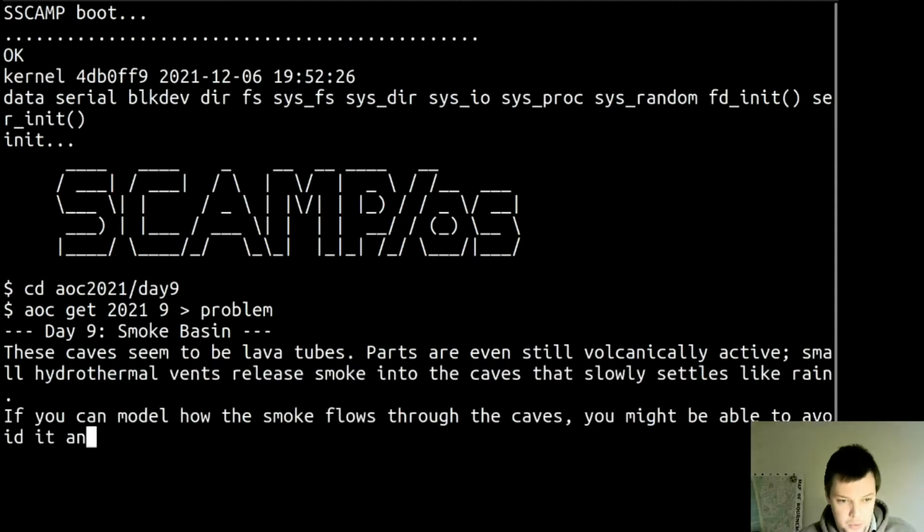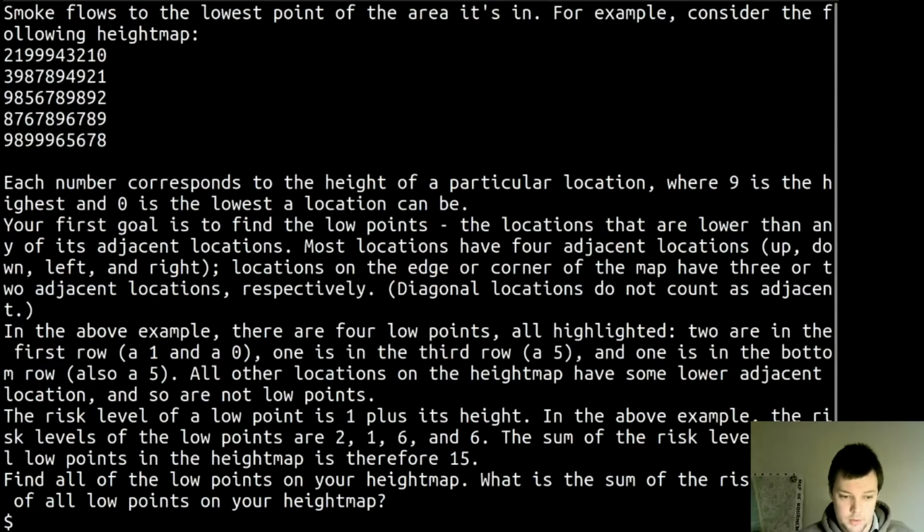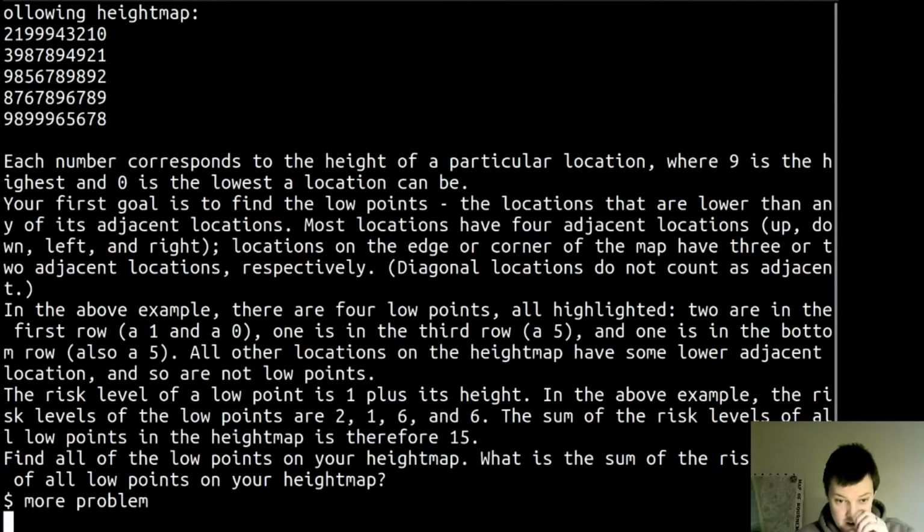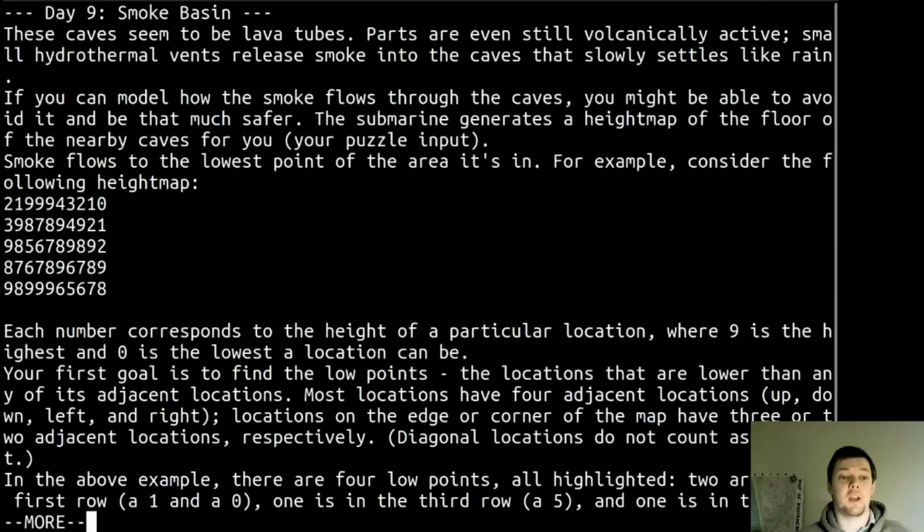Day 9, smoke basin. Okay, well that's quite short. Now, I'm going to read the problem statement out loud to ensure that I cannot have missed anything.